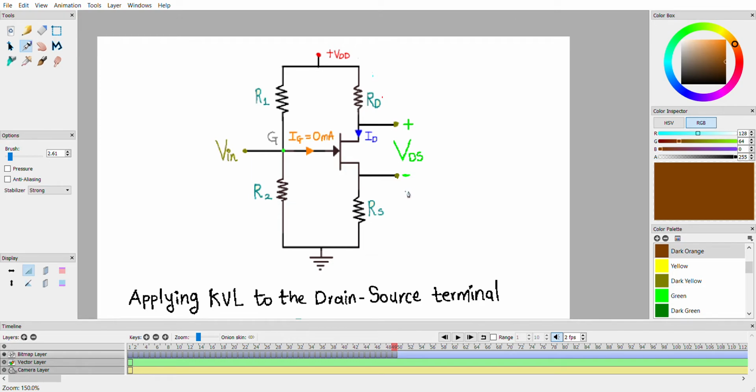So hello everyone. In this video, we are going to see why the output of JFET is 180 degrees out of phase with respect to input.